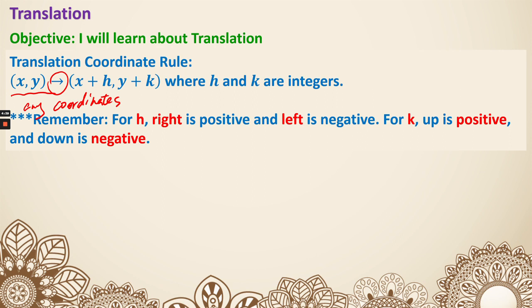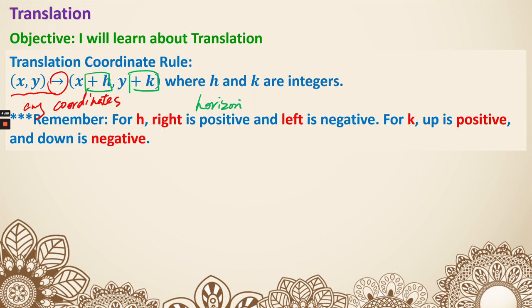And the change is according to, let's say, translate to the right 2 or down 3, whatever. You are going to change the x value and the y value. So we are going to have x plus h and y plus k, where they're actually integers. So remember, for h, since it's on the x, that means we're moving left and right.